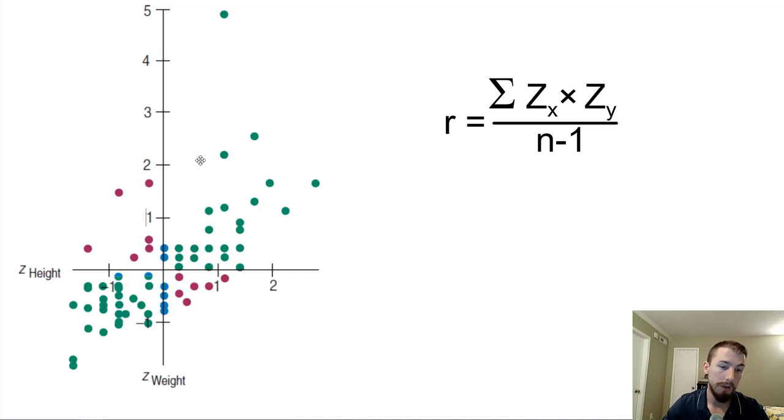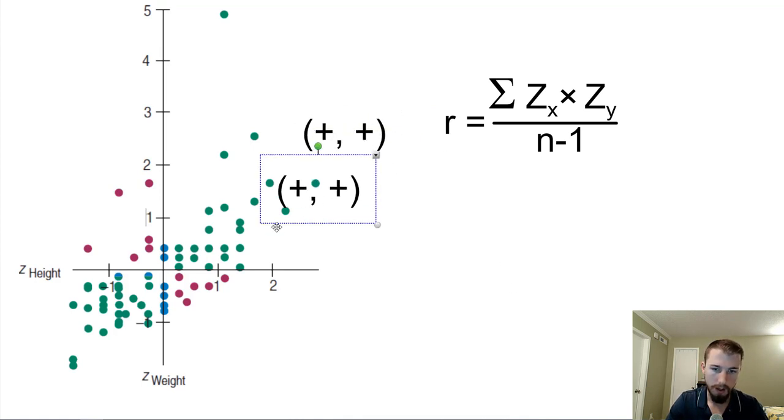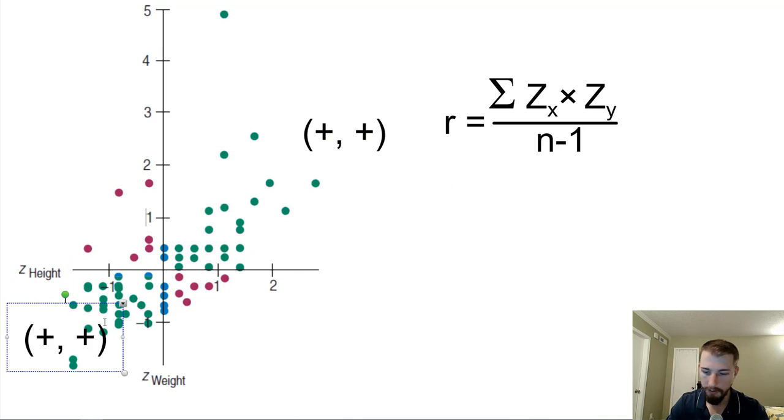Okay, all these green dots are going to be positive values because in this quadrant here we have a positive and a positive. Okay. And then same thing over here on the bottom, but now we have a negative and a negative, right? Because that's how all that stuff works.